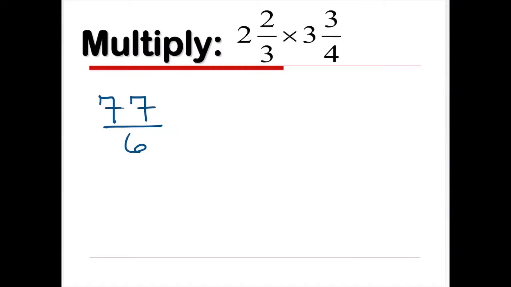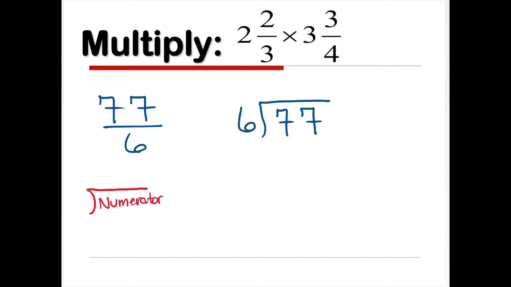So if we want to change it to a mixed number, again, we're going to do top divided by the bottom. 77 divided by 6. Very important that you do it that way. Top divided by the bottom. Numerator divided by the denominator. Okay, so let's go ahead and do the math here.